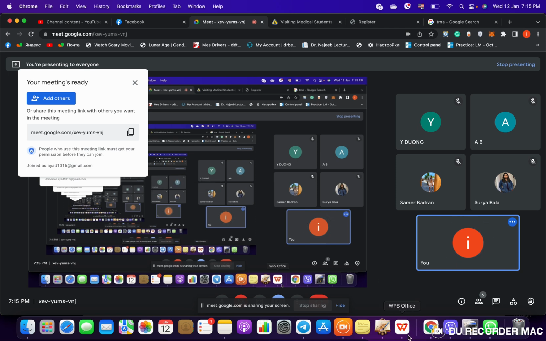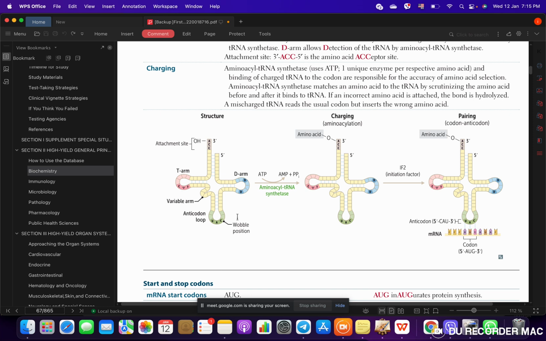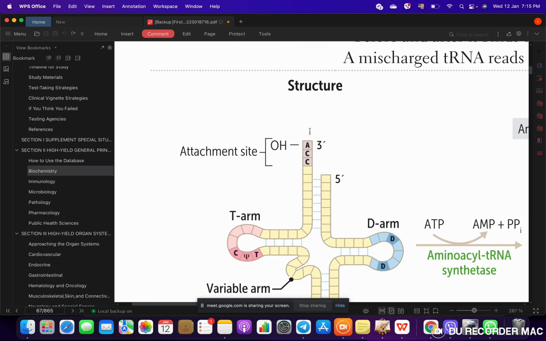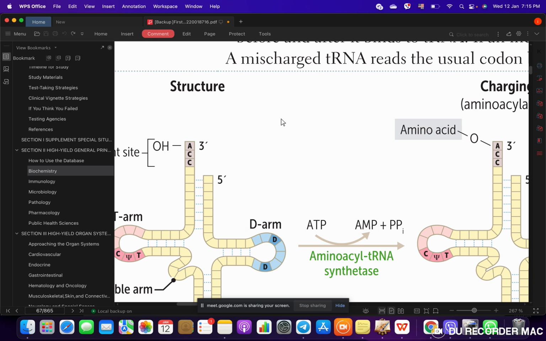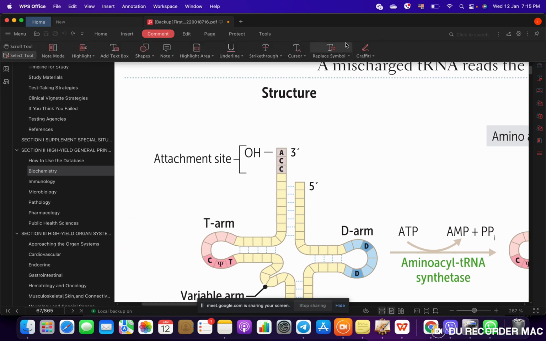So when we speak about the anticodon, it's this portion. This is the D arm, and this is the T arm, and this is the ACC attachment site. So it's the attachment site of what? It's the attachment site of the amino acids.